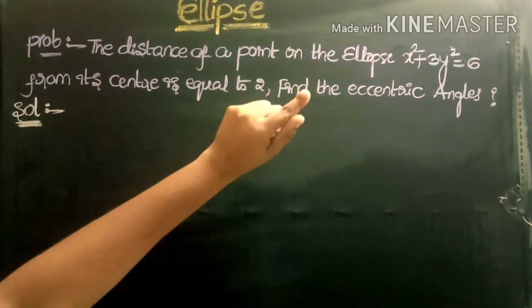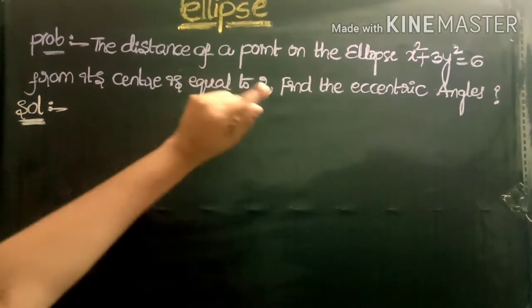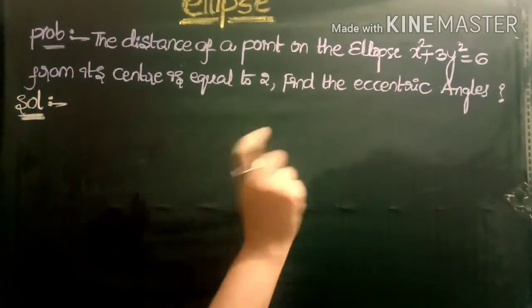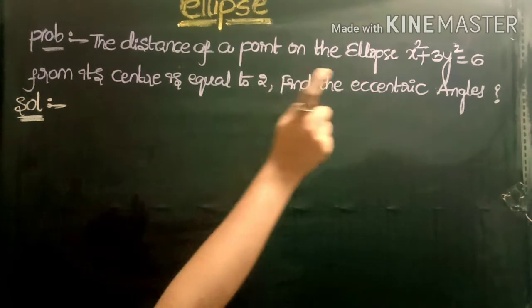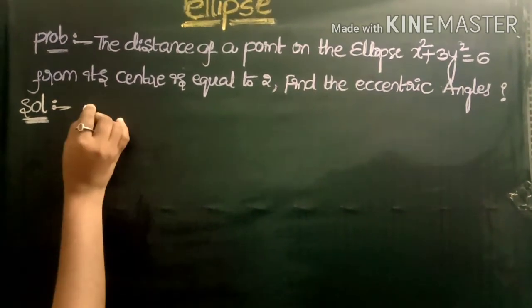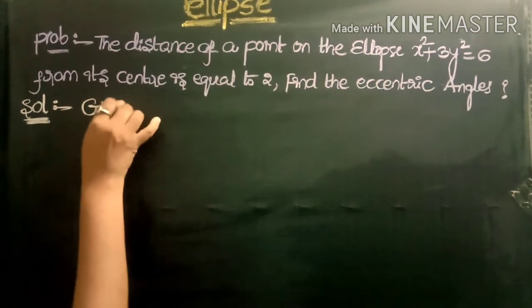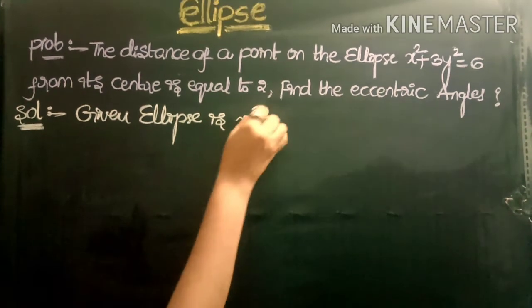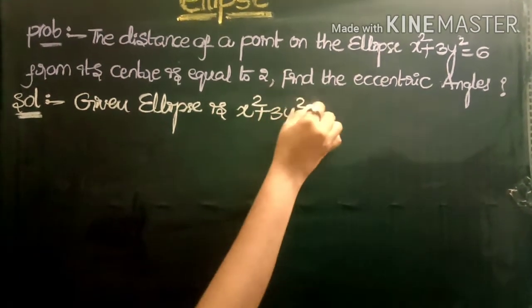So first we take the center of the given ellipse and a point on the given ellipse, and we take the distance between these 2 points and equate that value to 2 to get the eccentric angles. That's the procedure. So first we write the ellipse equation. Given ellipse is x square plus 3y square is equal to 6.